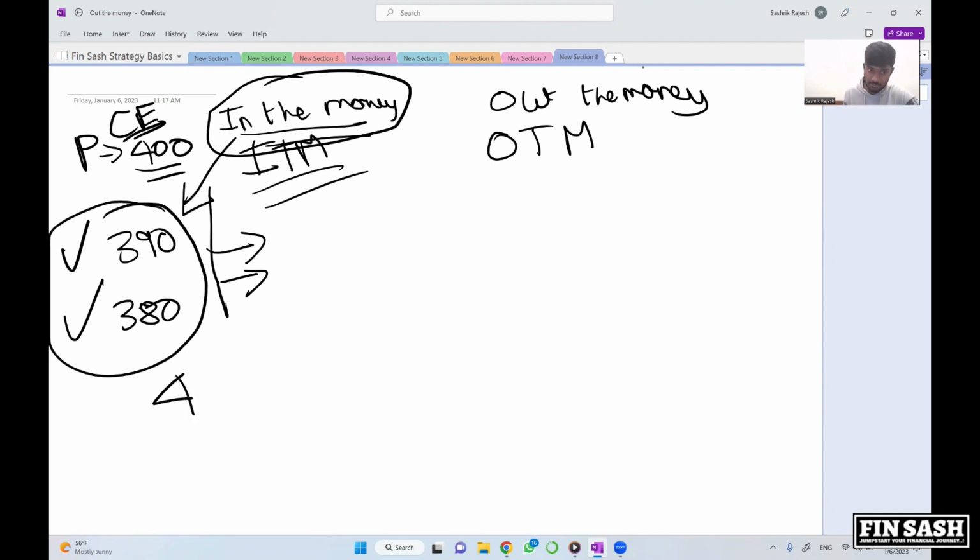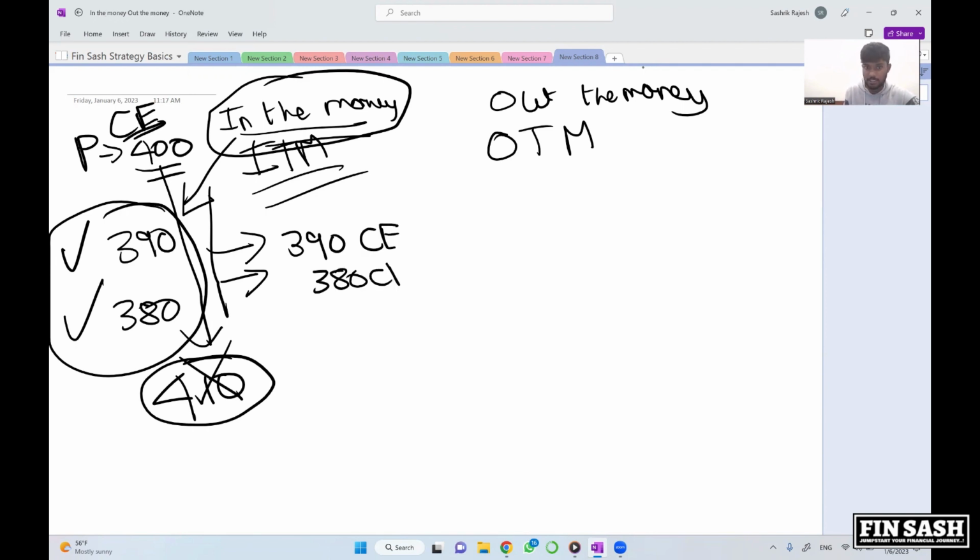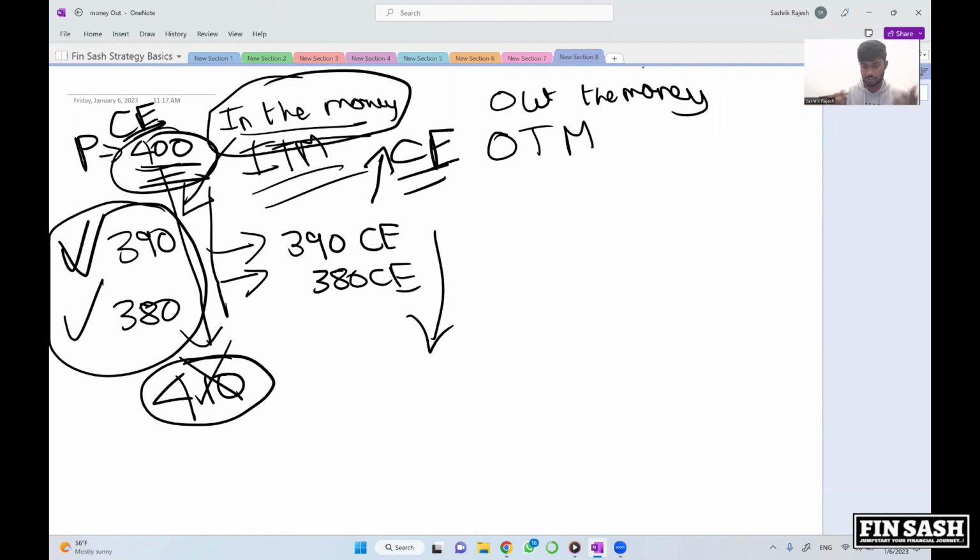Let's take another example. Is Tata Motors above 410? No. So this is not in the money. So 390 is in the money, 380 is in the money, and anything below that is in the money. So in the money basically means in the range. Is this condition true? If you're saying CE, you're telling that the market's bullish, right? Is it above 390? Yes. So that's in the money.